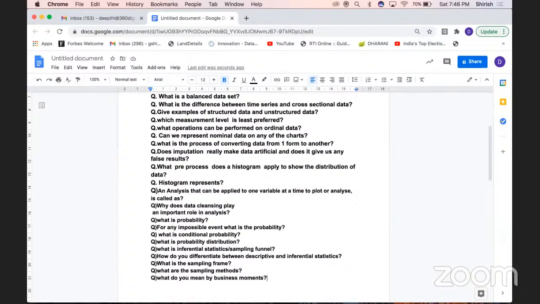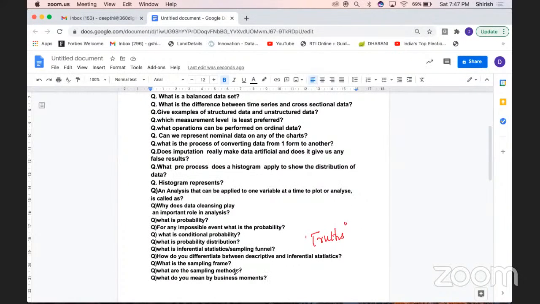Moment means, divide that word into two. Inferential statistics we have divided, descriptive statistics we have divided. Now divide that into business and moments. What do you understand by business moments? Moments are nothing but, we say, the truth, right?